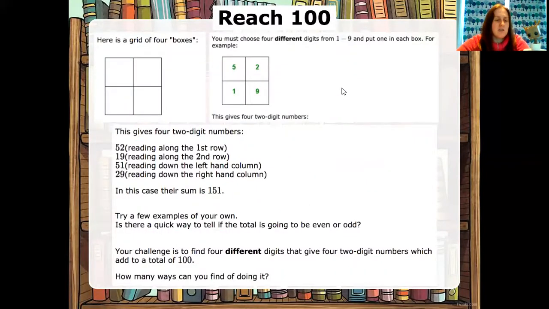Here's our Enrich challenge for you for this week. So we'd like you to put digits in each of the boxes, and then reading along from left to right and from top to bottom, adding those numbers up. Can you find some combinations that would give you a total of 100? There might be one way of doing it, there might be more. Can you find lots of different ways to solve this problem? How many ways can you find? Can you find all the possible ways of making 100?